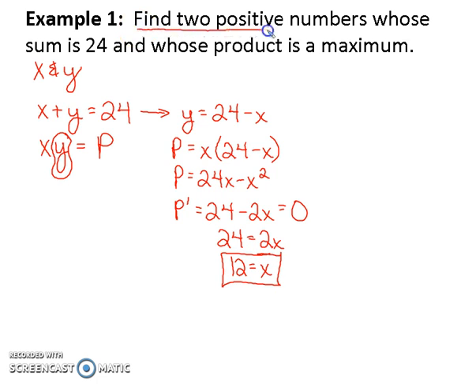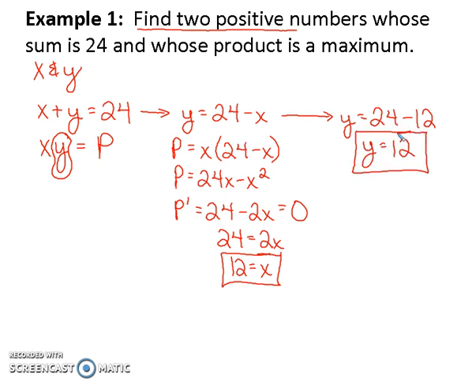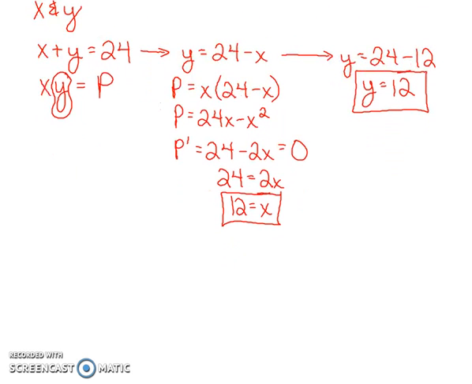The problem was to find two positive numbers, and I found one of them. So I go back to y equals 24 minus x, and if I substitute the 12 in for x, then I get that y is also 12. It's always a really good idea at the end of an optimization problem to write your final answer as a sentence. So you could say the two numbers are 12 and 12. The problem did not say two different numbers, so it's okay that they are both 12.